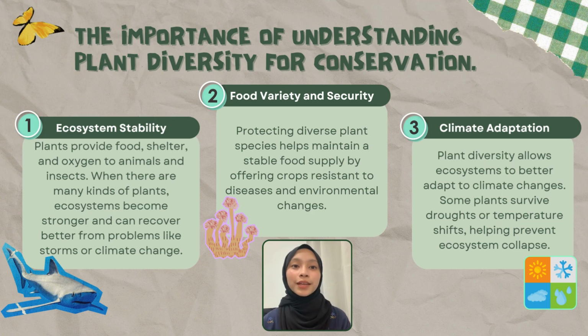people. Next is climate adaptation, where plant diversity allows ecosystems to better adapt to climate changes. Some plants survive droughts or temperature shifts, helping prevent ecosystems from collapsing. For example, a cactus can survive in hot temperatures, which explains how climate adaptation helps to keep ecosystems from collapsing.